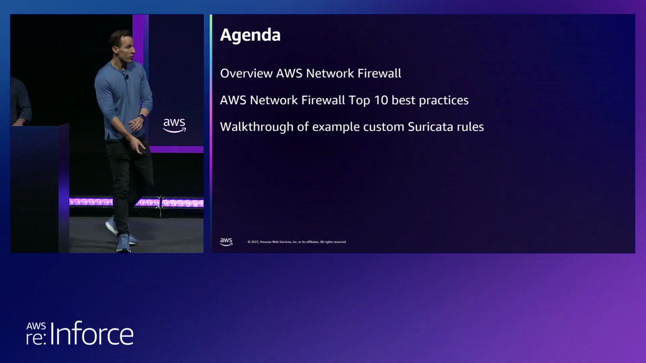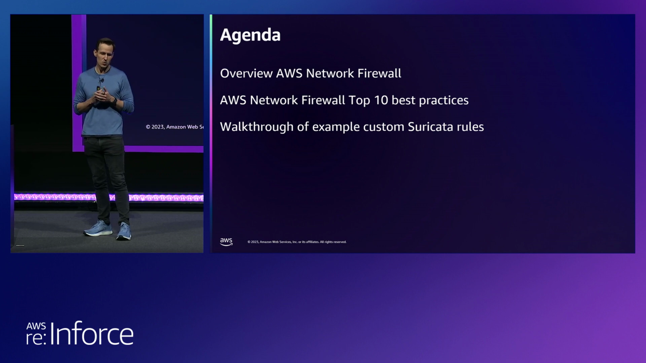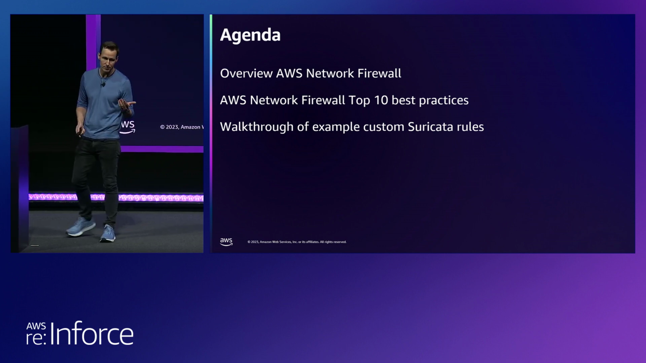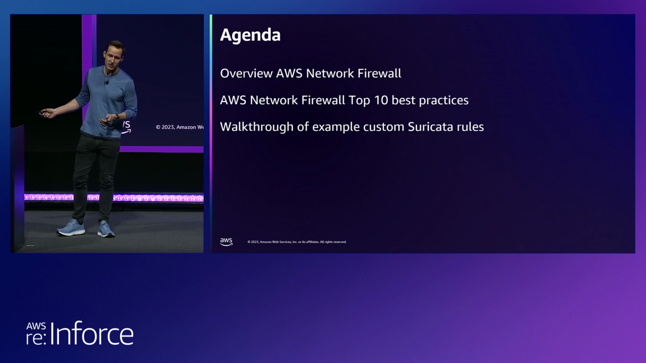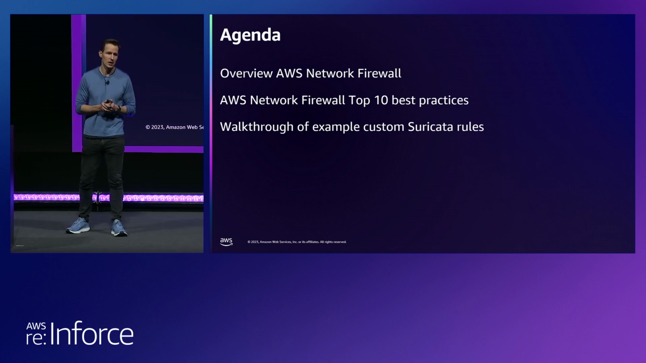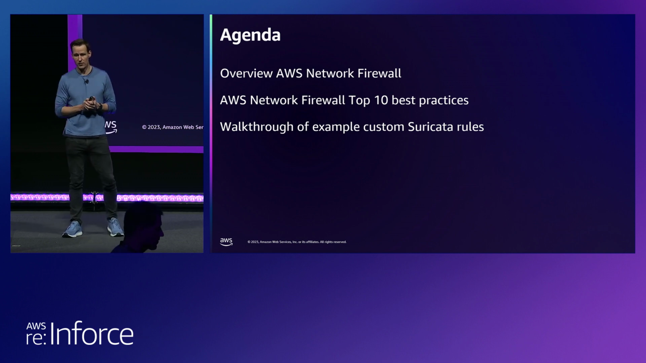So quickly go through the agenda here. We're going to do a very brief overview of what AWS Network Firewall is. Presumably a lot of you already know about it since you're here. Jesse's going to cover some of the best practices for network firewall, and then we'll do a walkthrough at the end of some custom Suricata rules and hopefully give you a little bit of an overview of how those function.